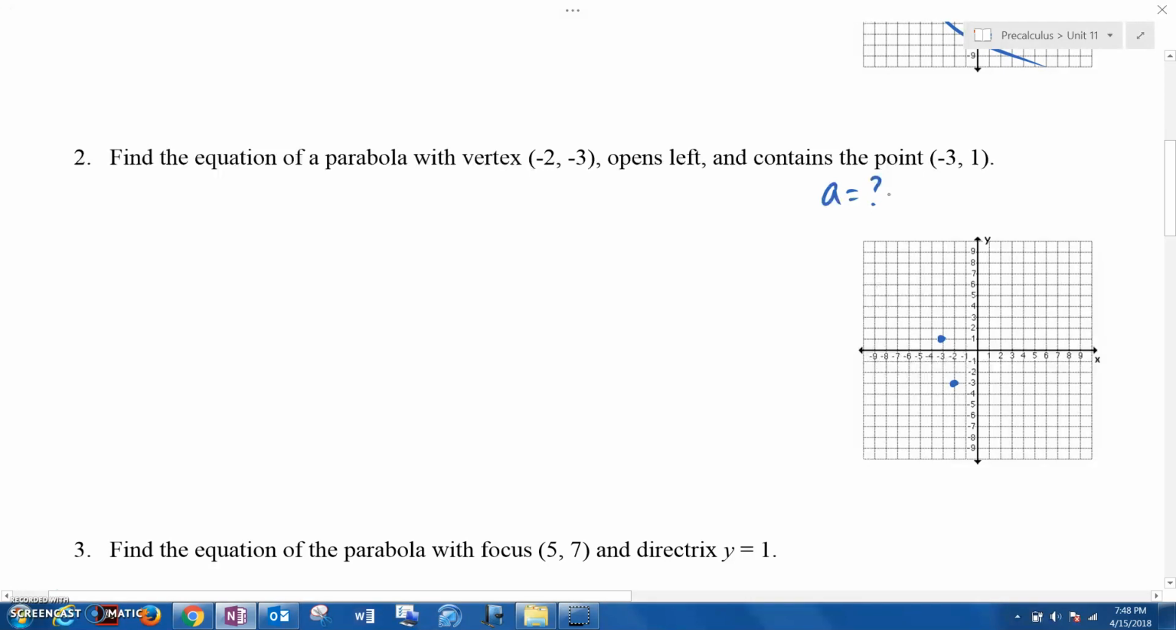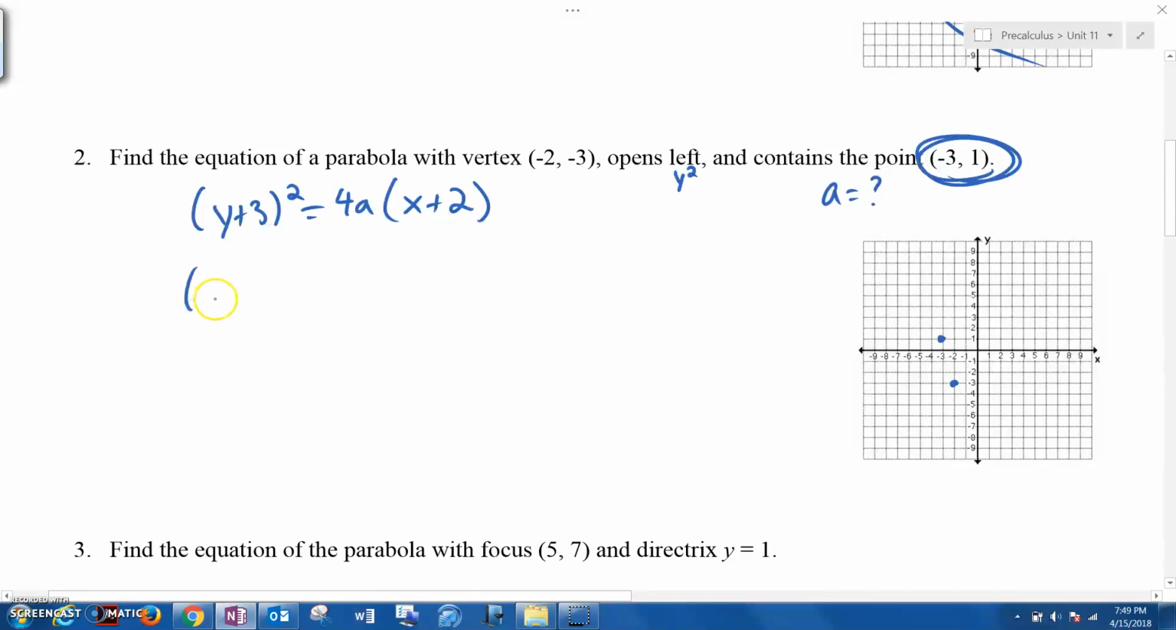If it opens left, that's a y squared again, but we'll find the a as negative later. So it's going to be y plus 3 quantity squared equals 4 times a, and then it's going to be x plus 2. So we pretty much have the equation, except I don't have the a value because I don't know where the focus or the directrix is. But I do know that this point has to be on this parabola. Because of that, I can sub in the y and the x. So it says when y is 1, x is negative 3. So that's how I would sub that in.